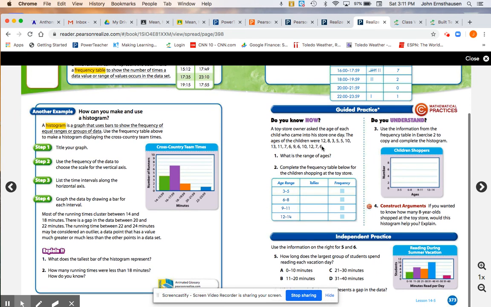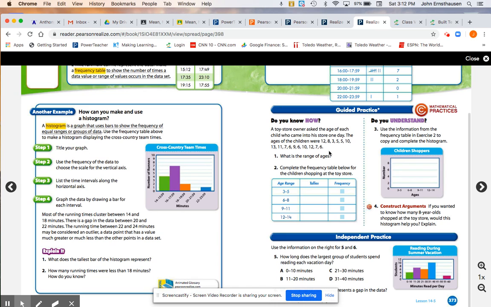What I would like you guys to do is on page 373 and 374, I'd like you to work through numbers 1 through 10. So number 1 says, what is the range of ages? A toy store owner asked the age of each child who came into his store one day. The ages of the children were as follows. So one thing I'm noticing with range that some of you are doing is you're just taking your first number and your last number and finding the difference. And that's not what you do. You look at all of the data and you see what the largest number is, and then you subtract the smallest number in the data. That's what range is.